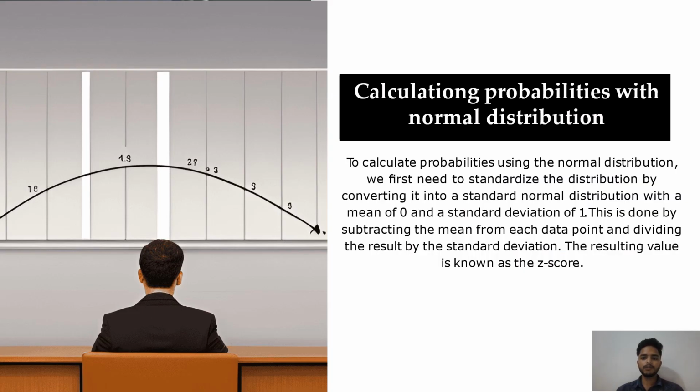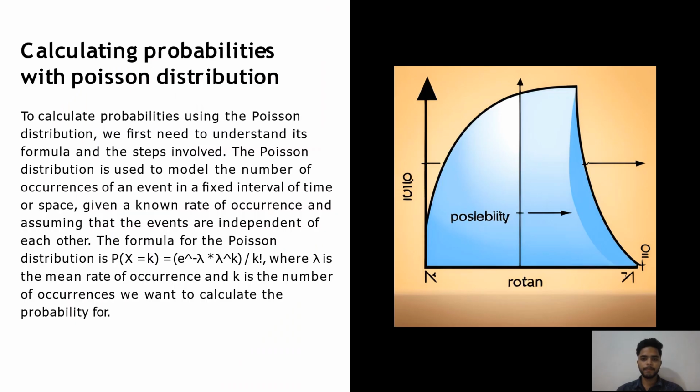Calculating probabilities with normal distribution. To calculate probabilities using the normal distribution, we first need to standardize the distribution by converting it into a standard normal distribution with a mean of 0 and a standard deviation of 1. This is done by subtracting the mean from each data point and dividing the result by the standard deviation. The resulting value is known as the Z score.